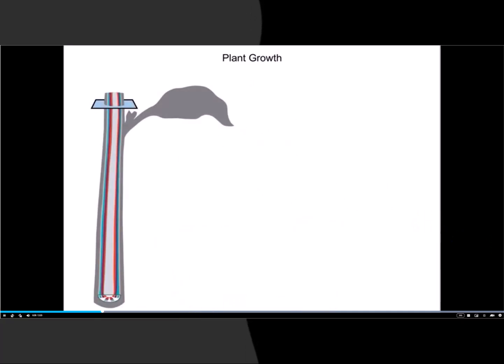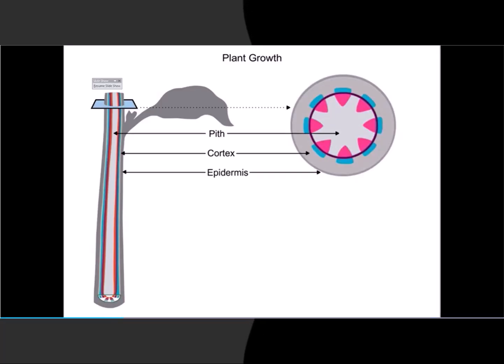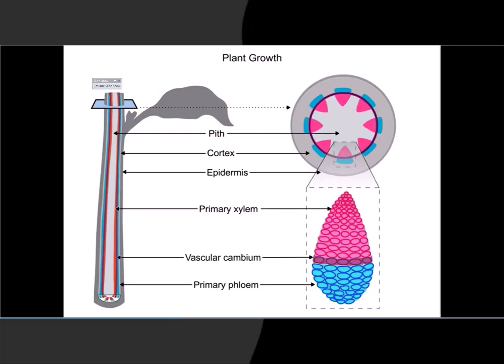In this view, you can see a ring of vascular bundles between the pith and the cortex. The epidermis is the outermost layer of the stem. When you look at a detail of an individual vascular bundle, you can see that there is a layer of cells between the primary xylem and the primary phloem. This layer consists of undifferentiated cells. It is a lateral meristem known as the vascular cambium.